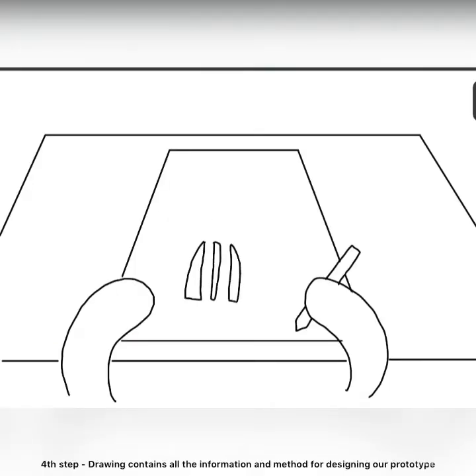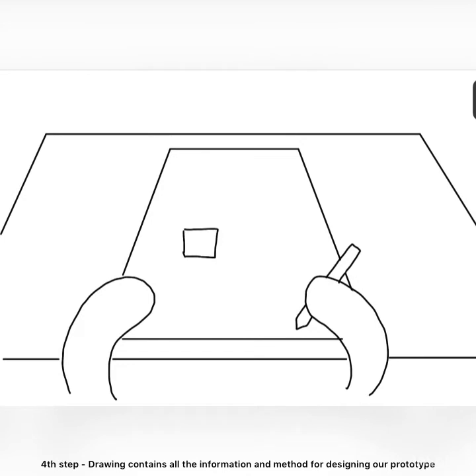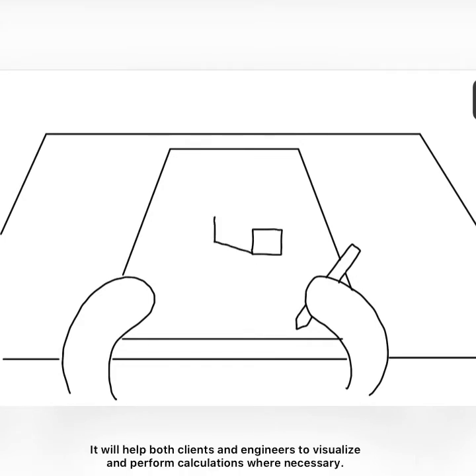Drawing is the fourth step in the design process, a rather simple yet crucial task for the development process, as this will contain all the information and methods of designing our prototype. It will help both the client and engineers to visualize and perform calculations where necessary.